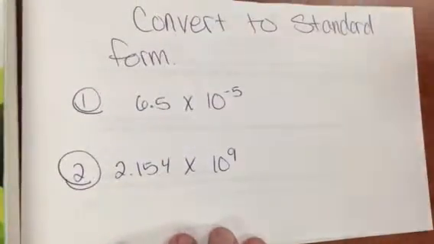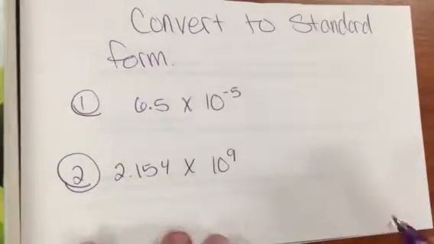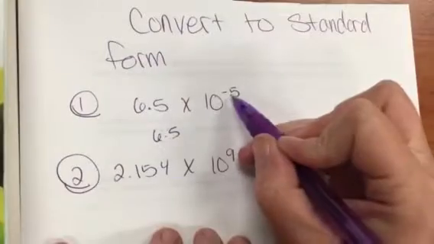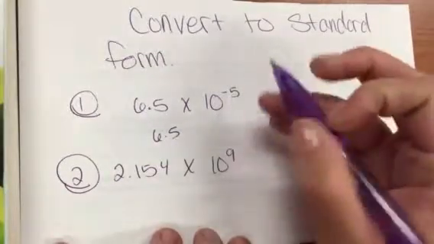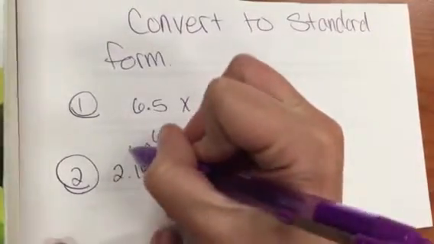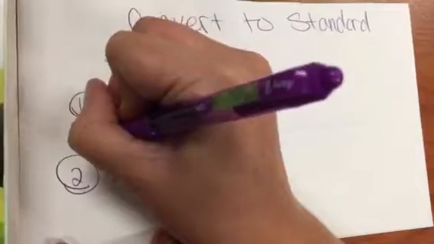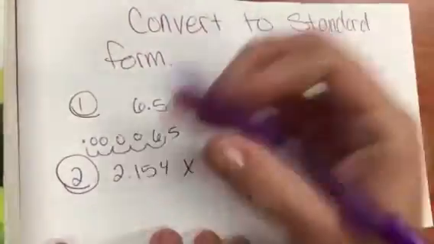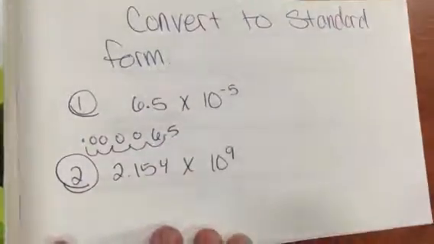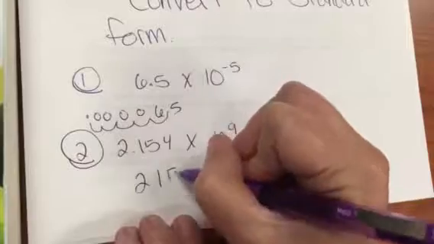Now let's convert to standard form from scientific notation. So we start with our 6.5, and it's negative. That means it has to go to the left. Remember, less is left. So 1, 2, 3, 4, 5. That's my new decimal. 1, 2, 3, 4. So it's 0.00065.